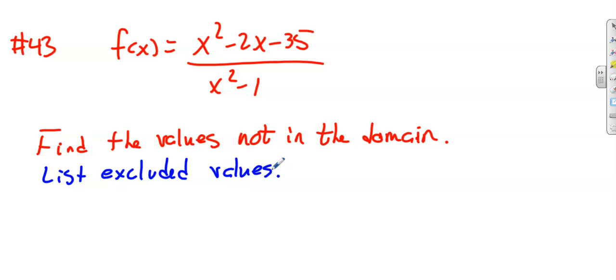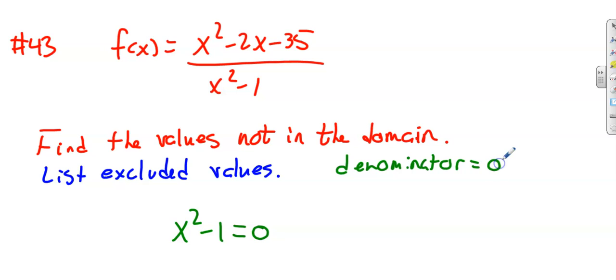That earlier they talked about doing excluded values. This one's the exact same thing. They just worded it a different way. So when it says find the values not in the domain, that's the same thing as saying excluded values. So it's the same difference on this part. You're going to take whatever your denominator is and just set it equal to 0. So whether they say find the values not in the domain or list excluded values, that just means you take your denominator and you set it equal to 0.